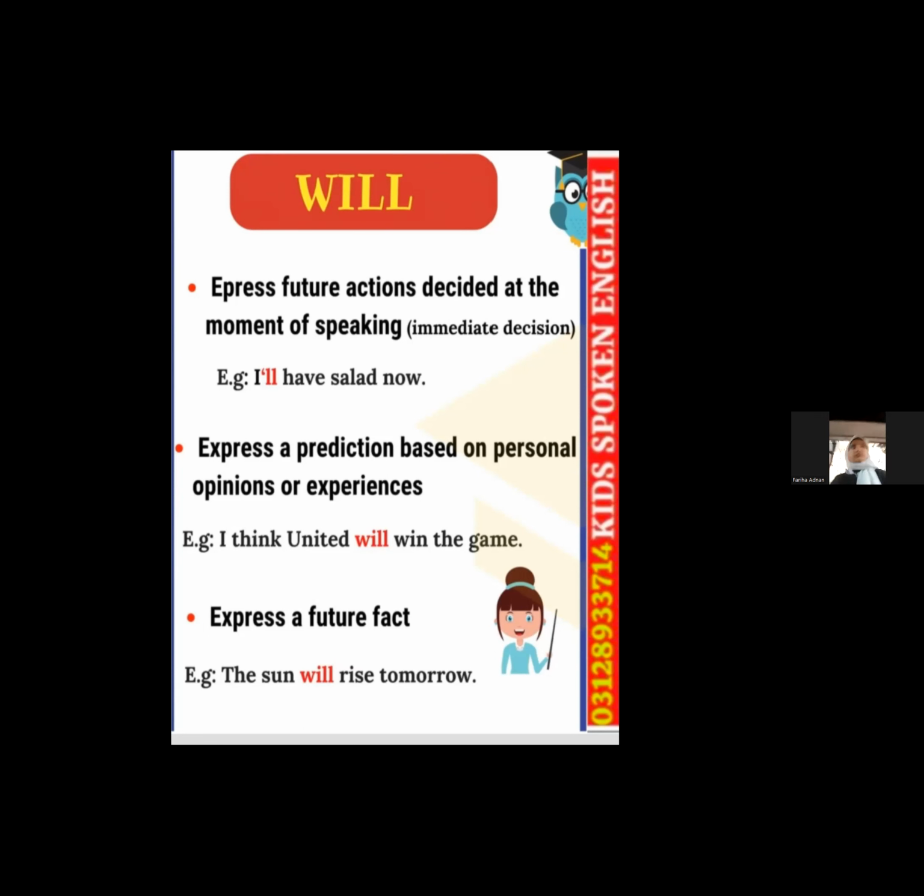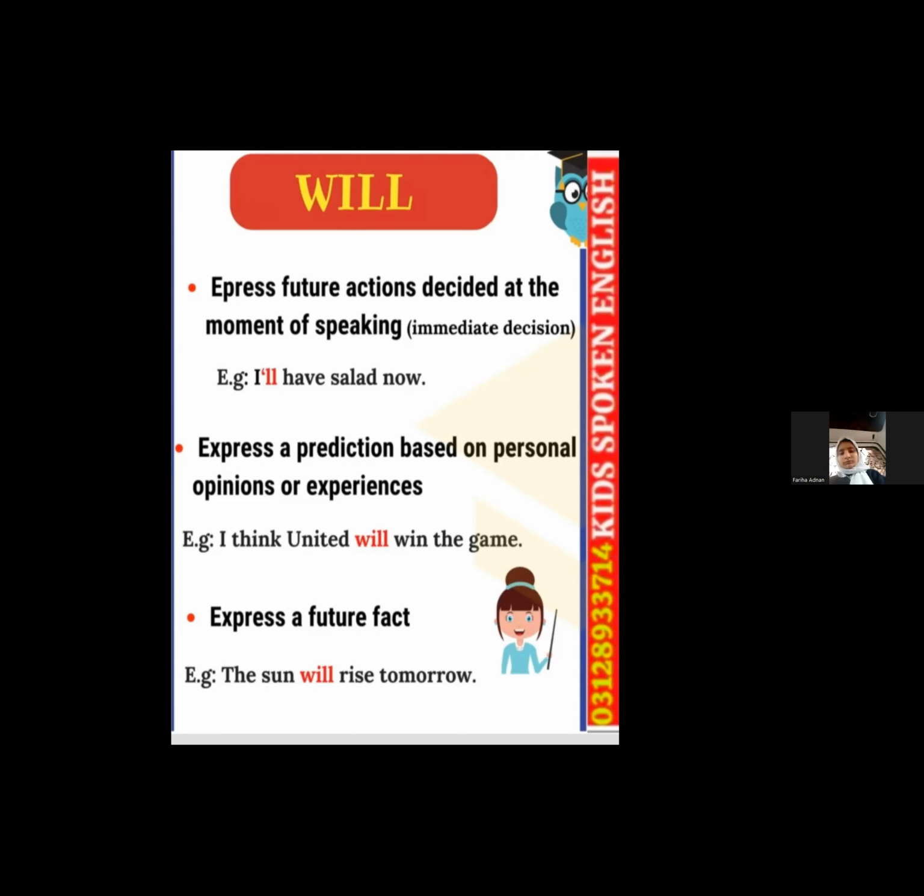I will do my homework, I will go to school, I will play with my friends, I will talk to my friends. Okay? I will write an essay. So example is written here. I will have salad now. Ab main salad khaunga. Okay? So whenever we talk about future actions decided at the moment of speaking, in these sentences, we have to use simple future tense, okay?